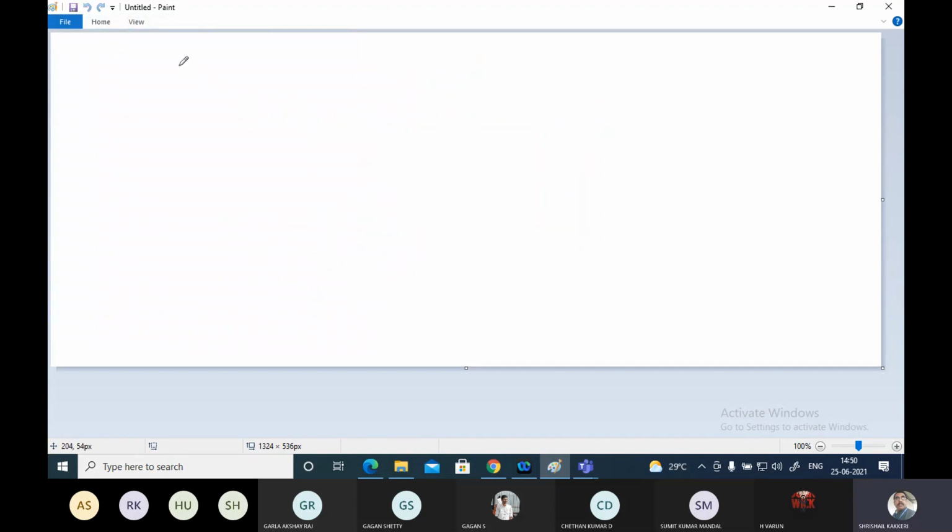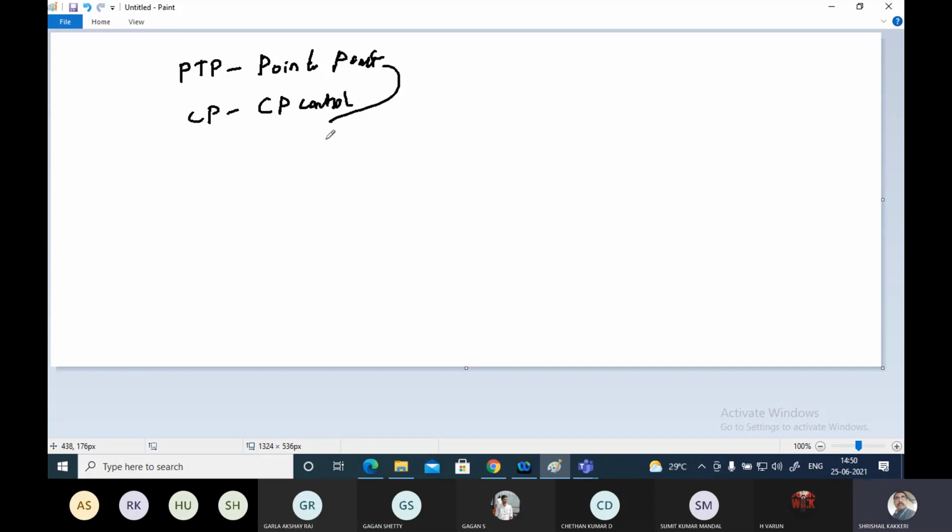There are two types of controllers. One is a PTP, called point-to-point controller. And another one is a continuous path, the CP controller.